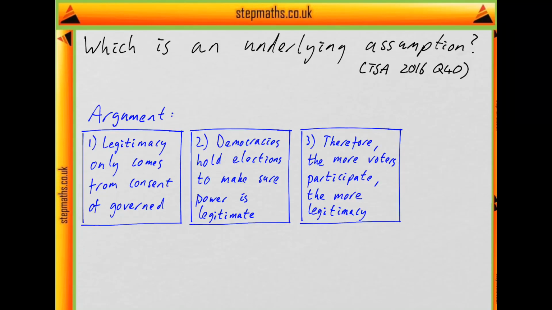This is question 40 from section 1 of the 2016 TSA. And in this question we're asked which of the options is an assumption underlying the argument. So let's look at the argument.